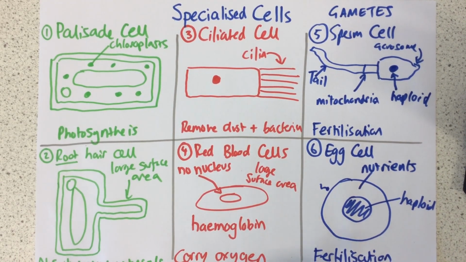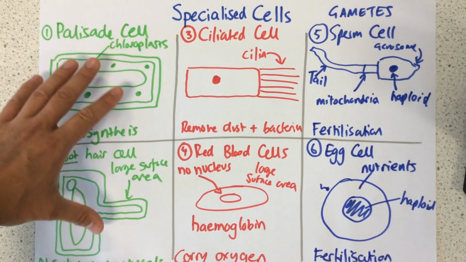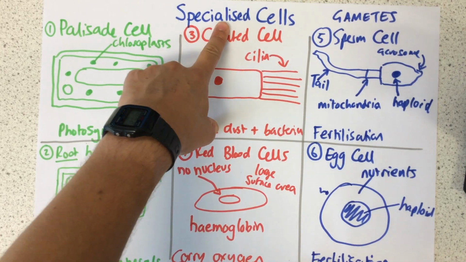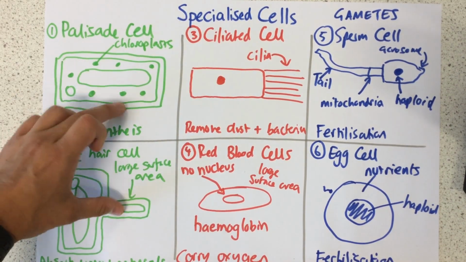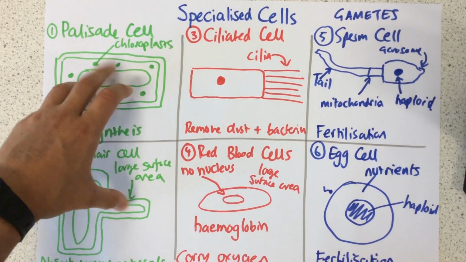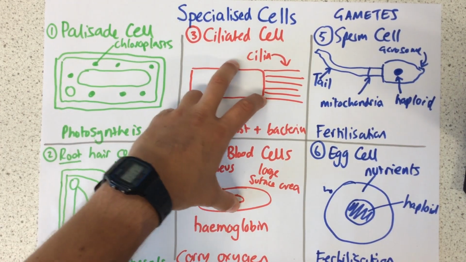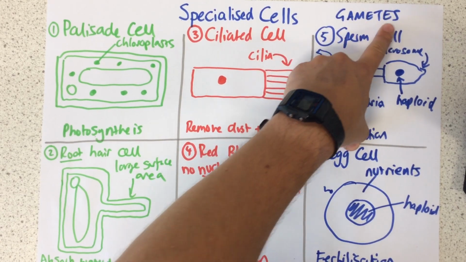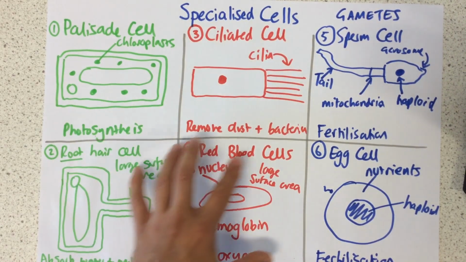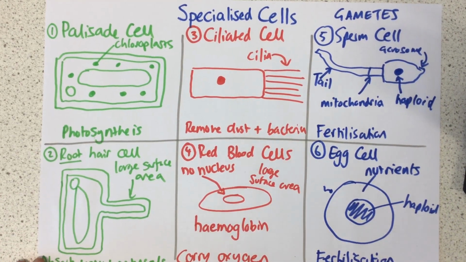So just to recap, these are specialized cells. Specialized cell just means a cell with a particular job, a specialized job. These are two of the types of plant cell we need to know about. These are two types of animal cell. These are also animal cells, but they're gametes, which means sex cells. And these are the different features that allow them to do their jobs.